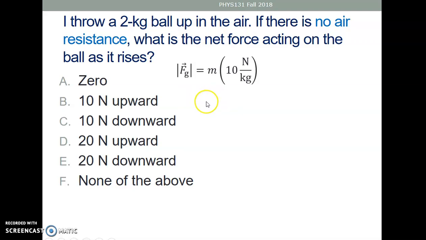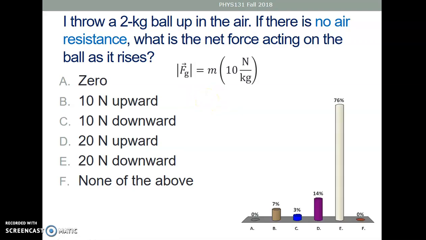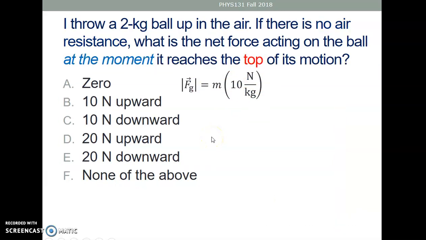Alrighty, going once, going twice, going 3 times. And the correct answer again is 10 newtons downward, or I'm sorry, 20 newtons downward, because it's 2 times 10 newtons downward. This seems an awful lot like a question at the beginning of the previous video, but it may have just been that I throw the ball up in the air instead of dropping it. It doesn't matter if I drop it or throw it up or throw it down. The force is still the same. It's the mass times the gravitational field strength.